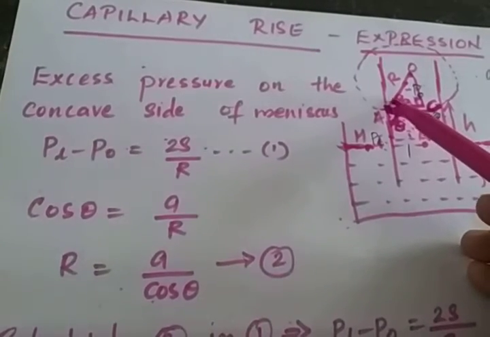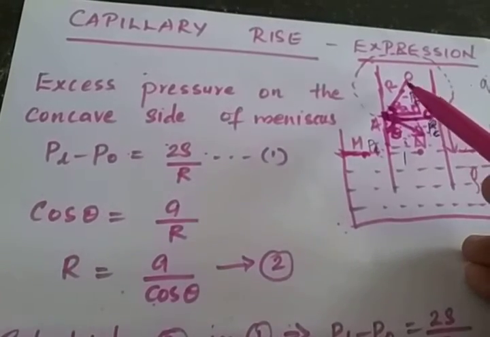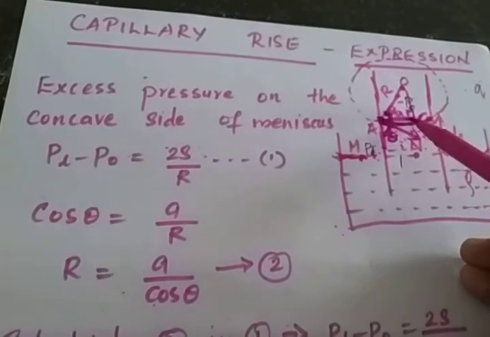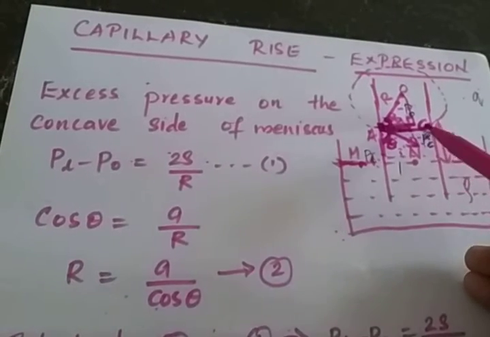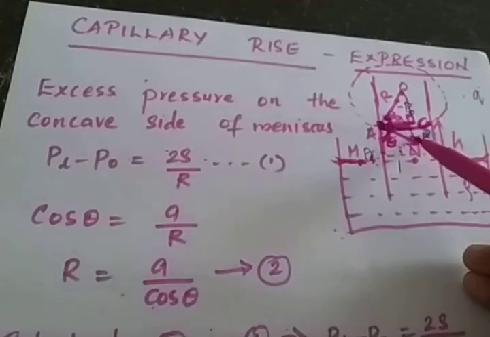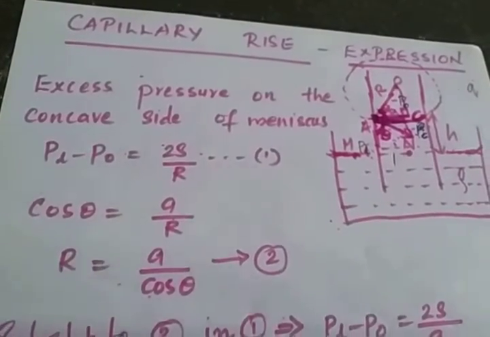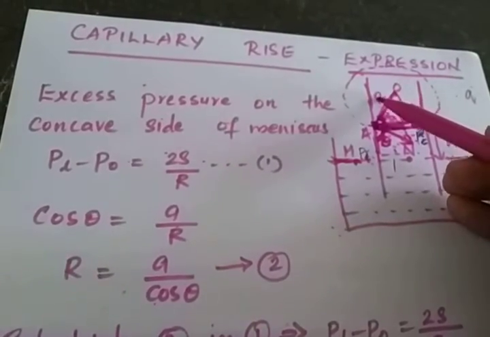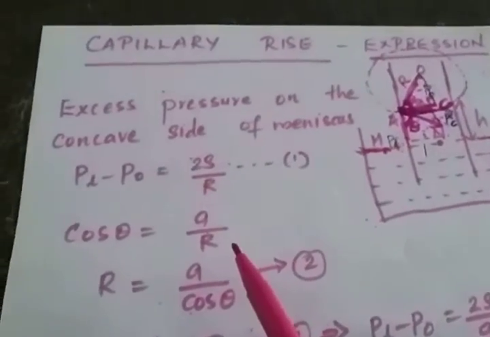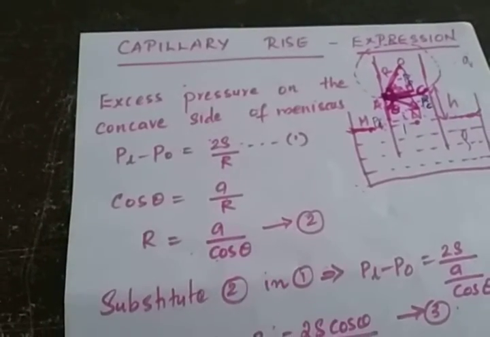This angle is theta. If this angle is theta, cos theta is adjacent side by hypotenuse. The adjacent side AC is the radius of this capillary tube, that is small a is the radius. So adjacent side AC is A by hypotenuse, and the hypotenuse is radius R. So cos theta is A by R. Therefore, R is equal to A by cos theta.